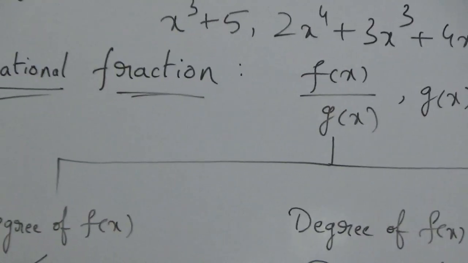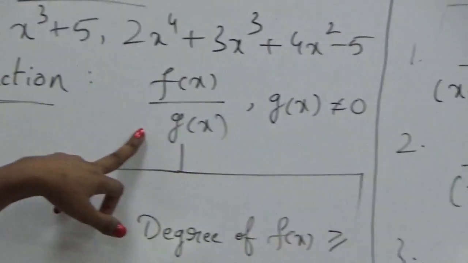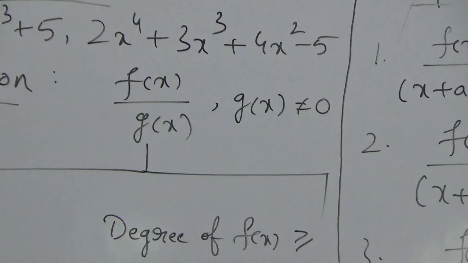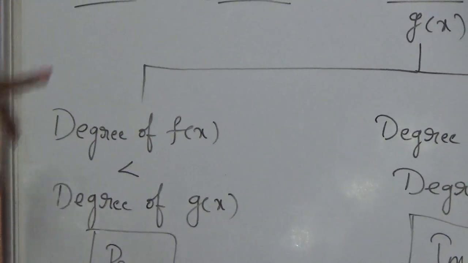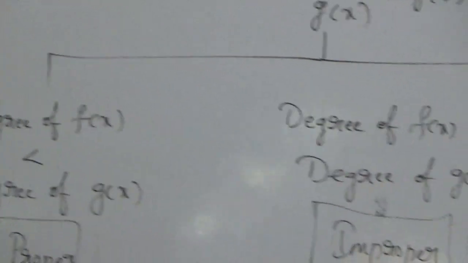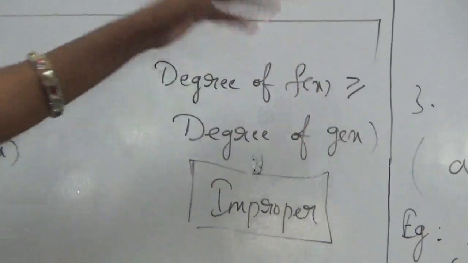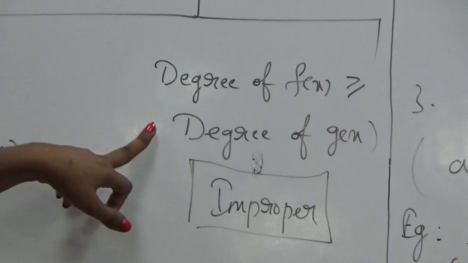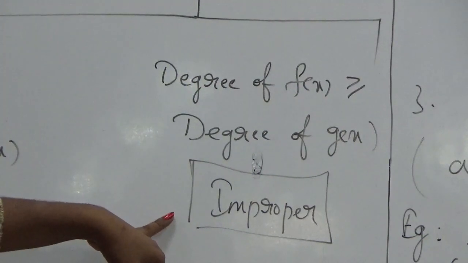Next, moving to proper and improper rational fractions. Suppose we have f of x by g of x. If the degree of f of x is less than the degree of g of x, then this rational fraction is called a proper rational fraction. If the degree of f of x is greater than or equal to the degree of g of x, two cases, greater than or equal to, then this rational fraction is called an improper rational fraction.